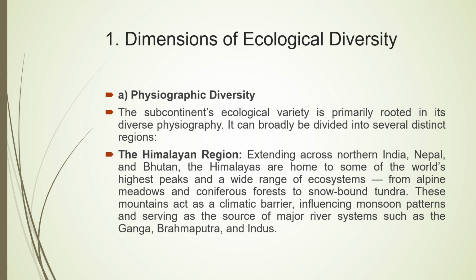1. Dimensions of ecological diversity. A. Physiographic diversity. The subcontinent's ecological variety is primarily rooted in its diverse physiography. It can broadly be divided into several distinct regions. The Himalayan region, extending across northern India, Nepal, and Bhutan. The Himalayas are home to some of the world's highest peaks and a wide range of ecosystems, from alpine meadows and coniferous forests to snow-bound tundra. These mountains act as a climatic barrier, influencing monsoon patterns and serving as the source of major river systems, such as the Ganga, Brahmaputra, and Indus.